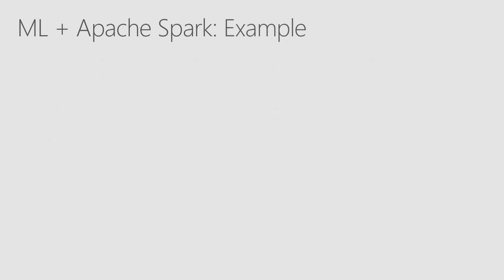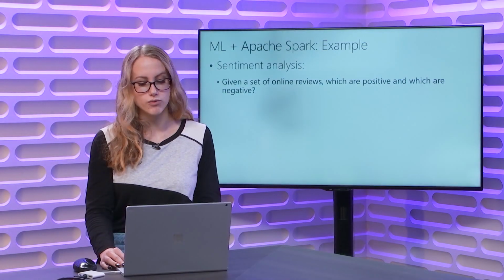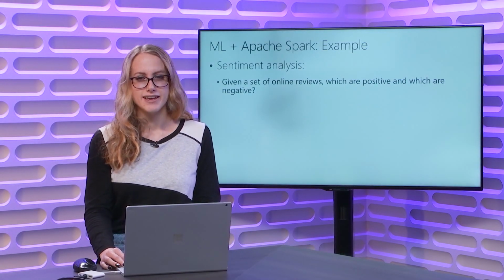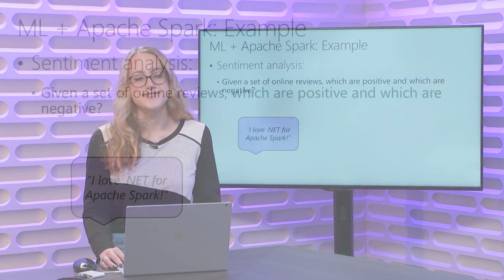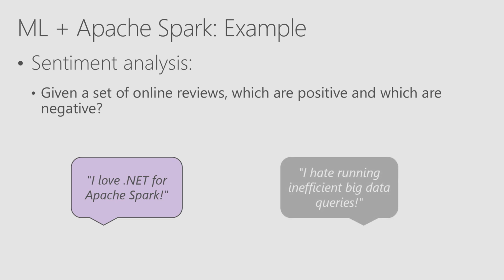In our example that we'll be looking at, we're going to be performing sentiment analysis, which means that if we're given a piece of text, we want to determine if it represents something positive or something negative. So in our case, we're going to analyze a set of online reviews, and we want to know which are positive and which are negative. If we were given a review such as, "I love .NET for Apache Spark," that would be considered positive, and we could maybe see either a true or a 1, depending if we're using a Boolean to represent positive or negative sentiment. If we saw a statement like, "I hate running inefficient big data queries," that would be considered a negative sentiment.